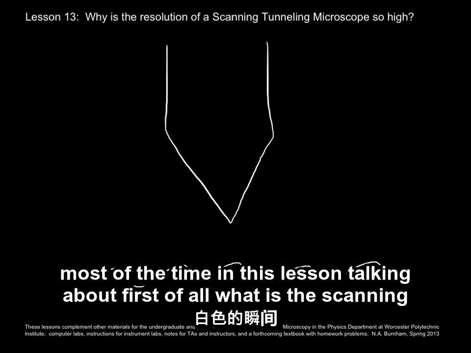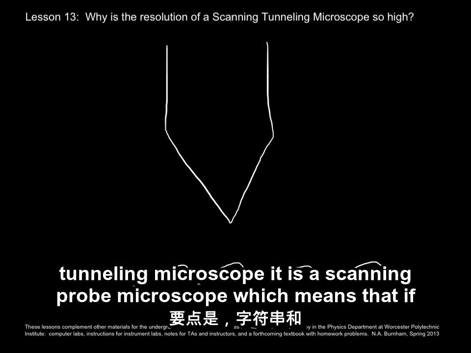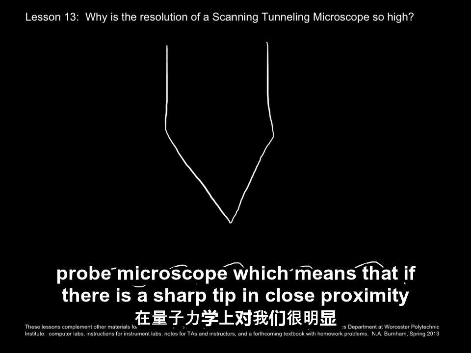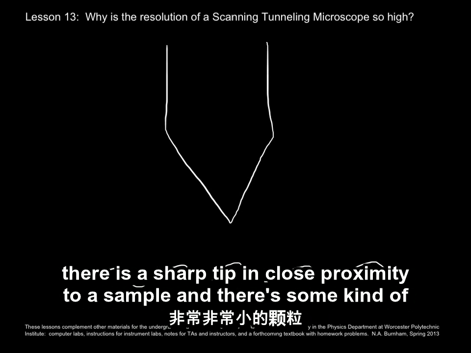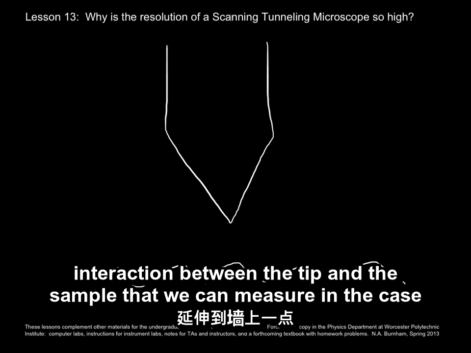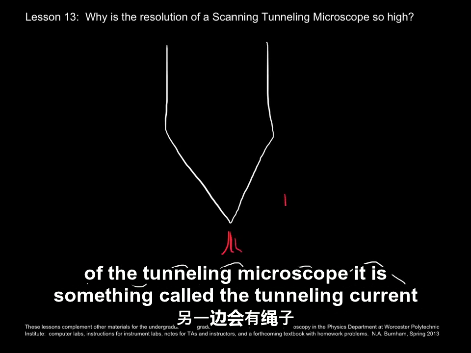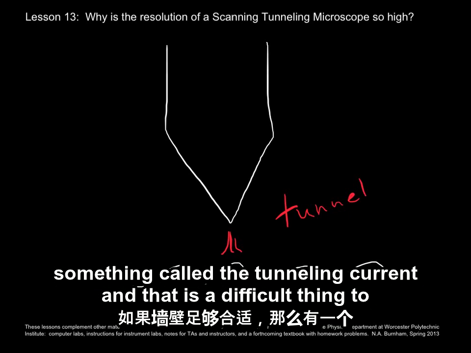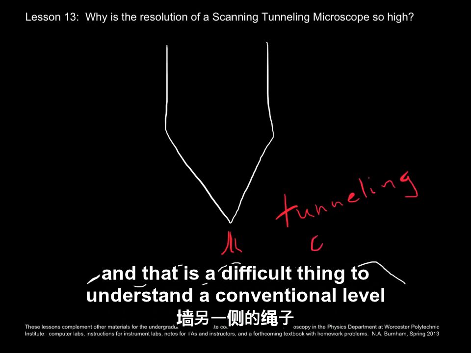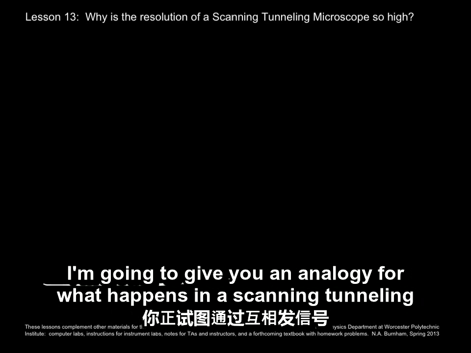First of all, what is a scanning tunneling microscope? It is a scanning probe microscope, which means that there's a sharp tip in close proximity to a sample, and there's some kind of interaction between the tip and the sample that we can measure. In the case of the tunneling microscope, it is something called the tunneling current, and that is a difficult thing to understand on a conventional level. I'm going to give you an analogy for what happens in a scanning tunneling microscope.